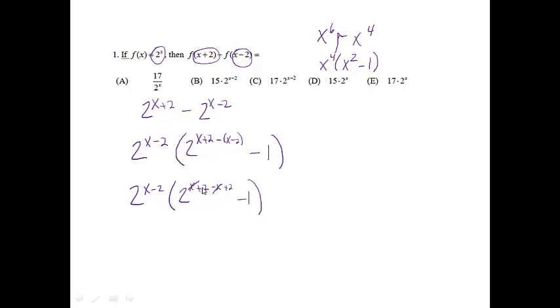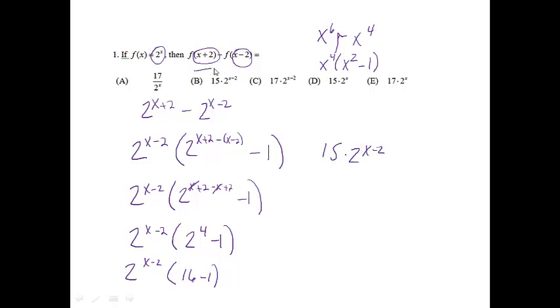Notice that the x's are going to cancel. 2 plus 2 will give me 4, so this will be 2 to the x minus 2, and then 2 to the 4 minus 1. So I have 2 to the x minus 2, 2 to the 4 is 16 minus 1. That will equal 15, so my answer will be 15 times 2 to the x minus 2, which is option B.